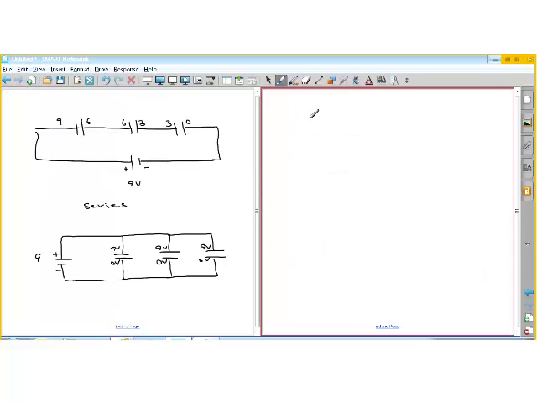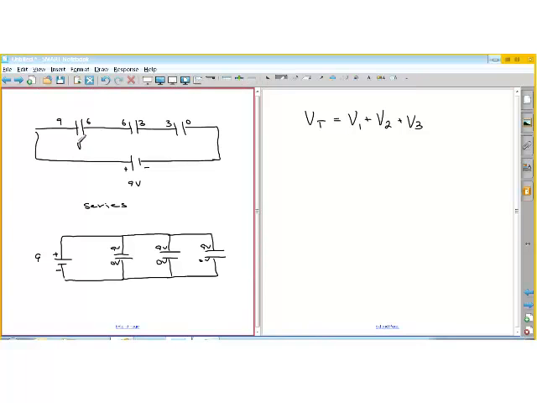So how does this work? Well, for this series case, the total voltage drop across the capacitors is going to be the sum of the voltages for each one of the capacitors. So let's call this voltage, we're really talking about change in voltage. So this is V1, V2, V3. They have capacitance C1, C2, C3. So the total voltage that's applied is going to be equal to the sum of the voltages.